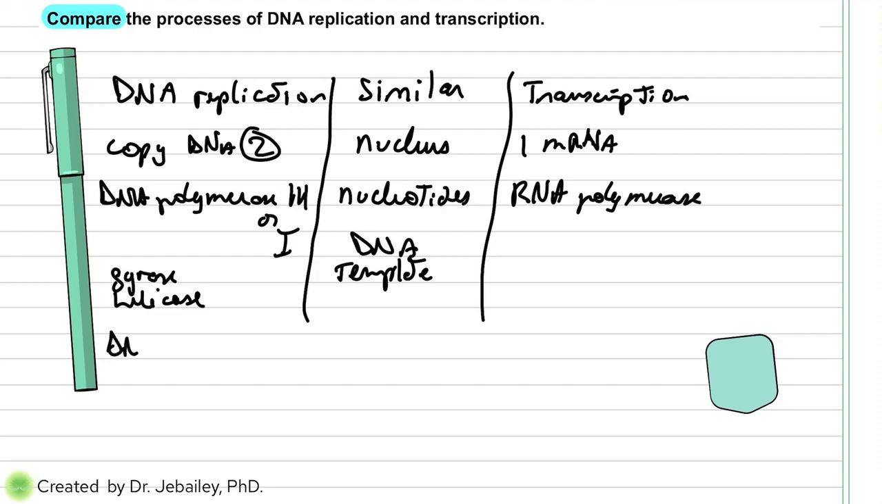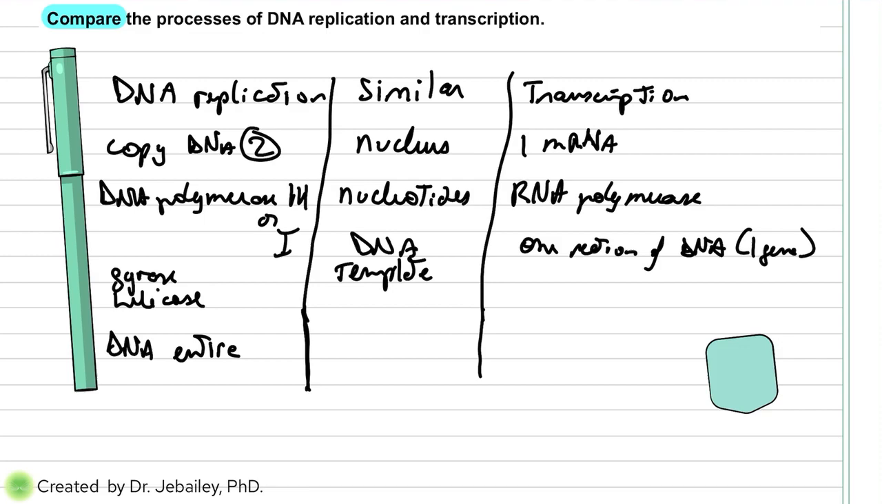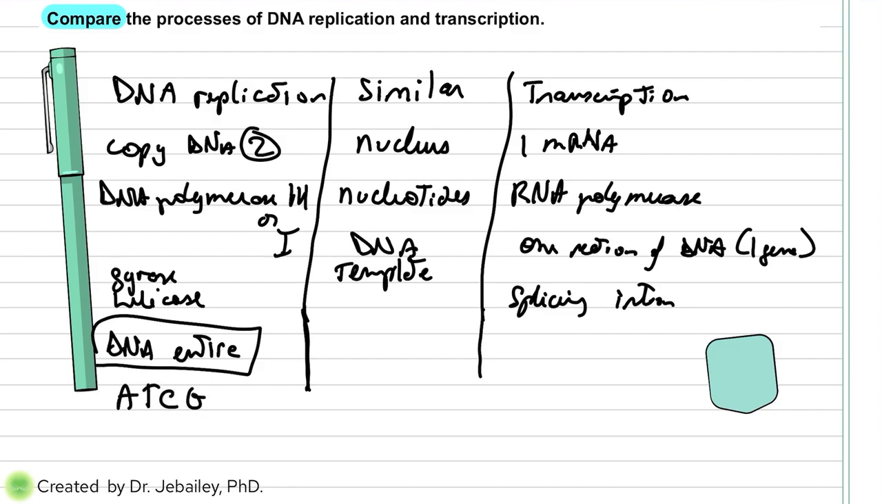Now in this one, we're doing the entire DNA, right? Just the entire thing. Here, we're doing just one section of the DNA, which is basically one gene, right? What else can we say about transcription and replication? After transcription, you have the splicing of the introns, right? And in replication, you don't have any kind of splicing. That means you're taking the entire DNA. Here, obviously, you're going to be using the A, T, C, and G. However, in transcription, instead of the T, you're going to be using the A, U, C, and G. And I think this is enough going point.